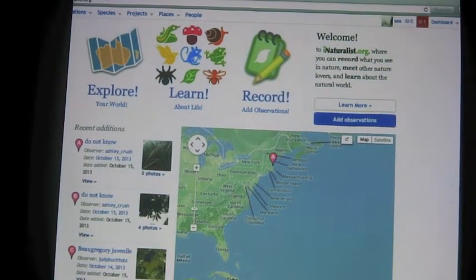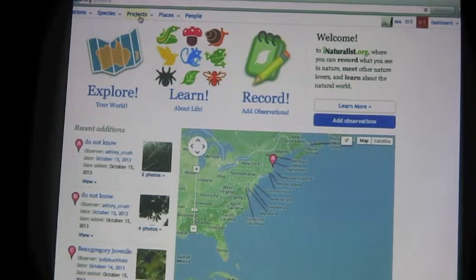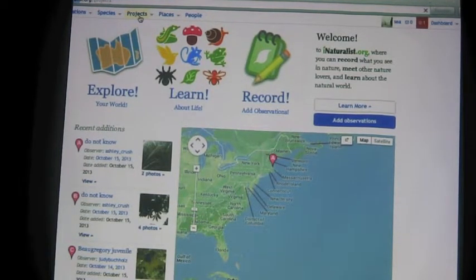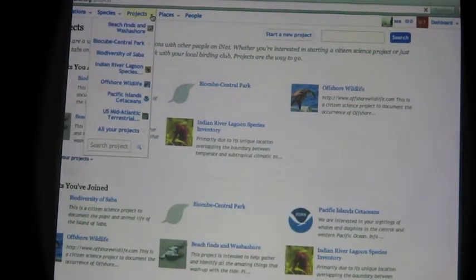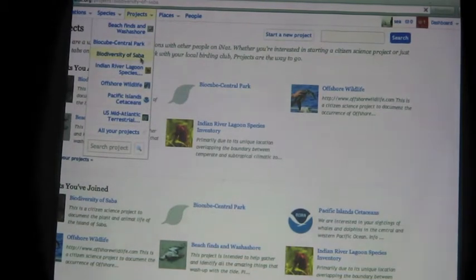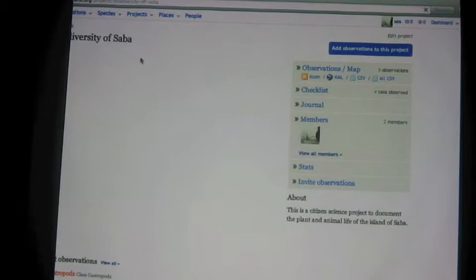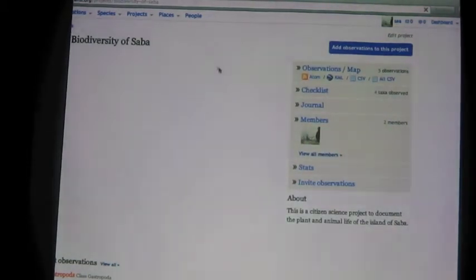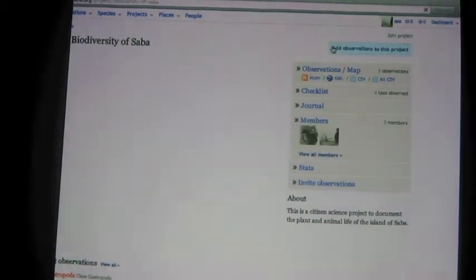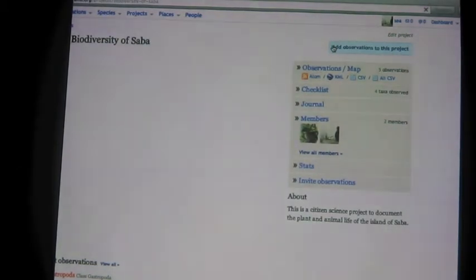And so if you go up to that projects, once you sign in to your iNaturalist, and then pull down, you should go to Biodiversity of Saba. We click on this, and hopefully it'll open up for us. And this is up and running right now. So you are absolutely welcome to start adding to this today, tomorrow, whenever you feel like it. But with the experts that you have coming in through Sea&Learn, you should be able to do a census of Saba's marine life and terrestrial life.